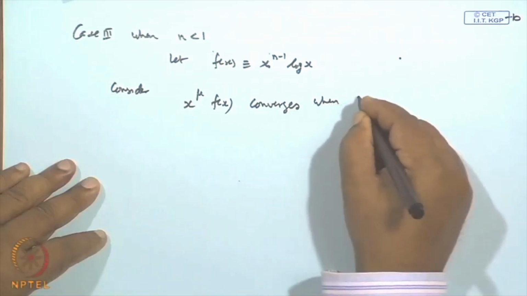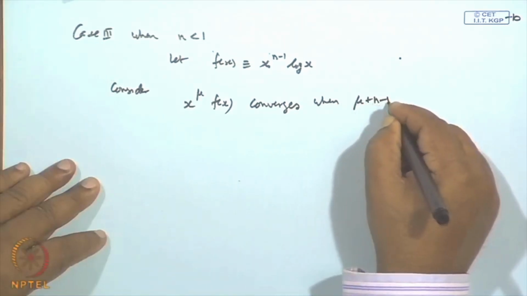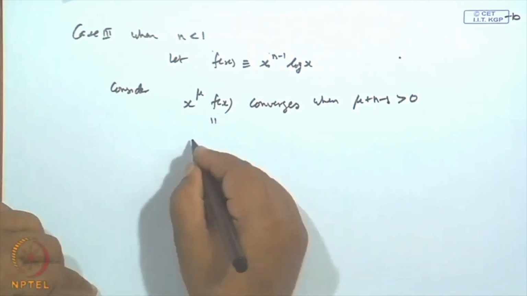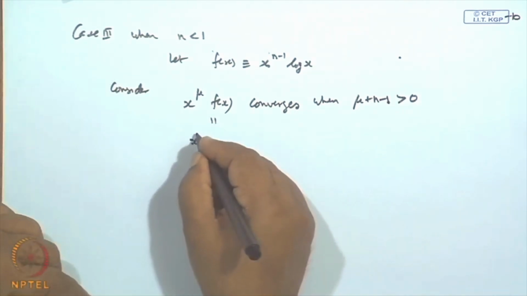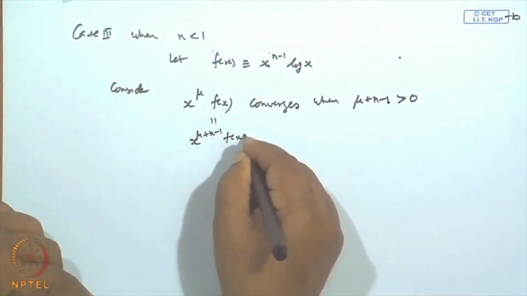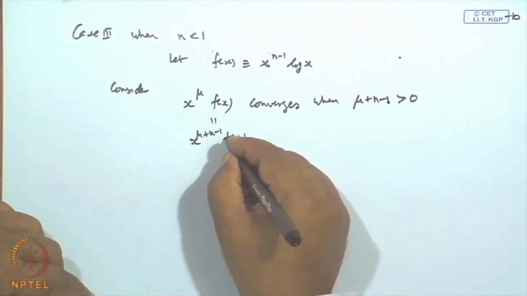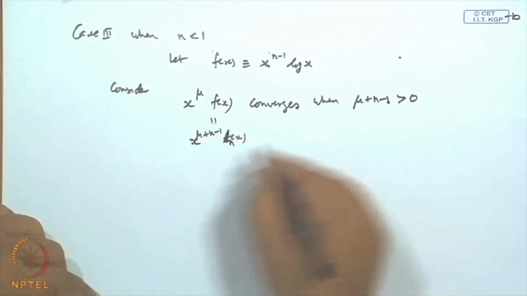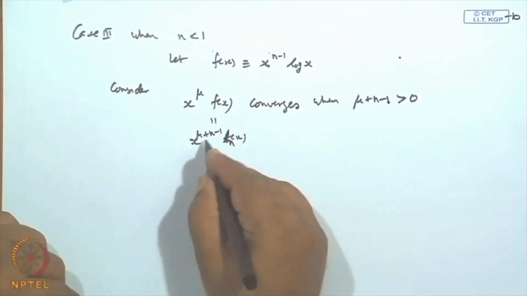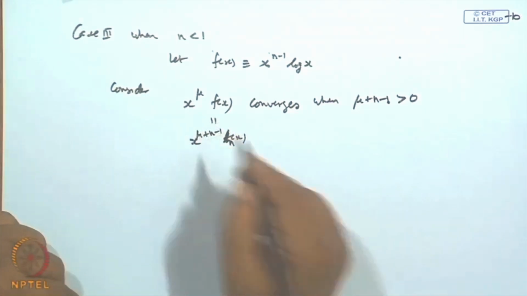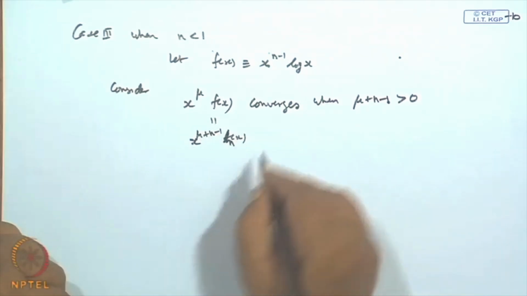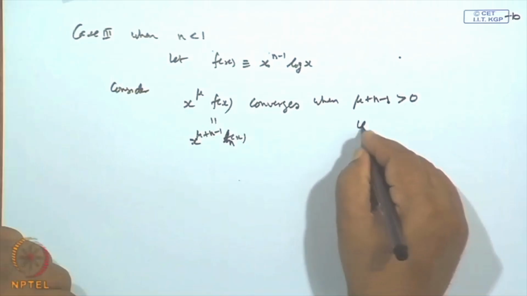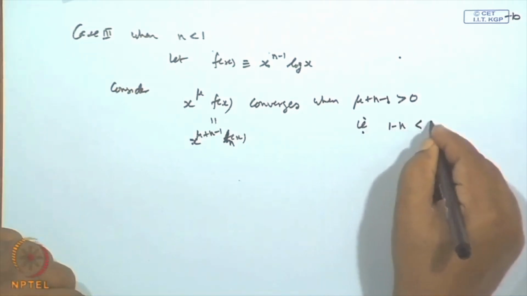when mu plus n minus 1 is greater than 0, because this is equivalent to x to the power mu plus n minus 1 into f(x). f(x) means log x, and we know the limit of this is 0 if this is a positive quantity. So the limit of this exists, it will converge. Therefore, this converges when mu plus n minus 1 is greater than 0. So this implies that 1 minus n is less than mu.